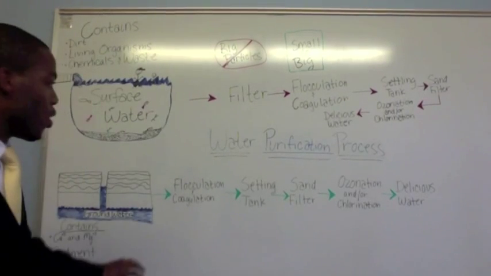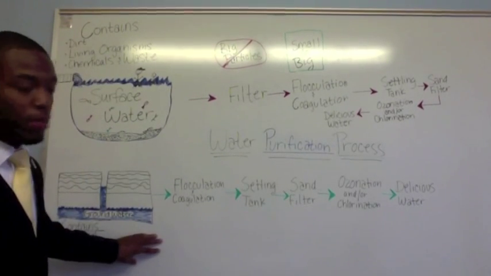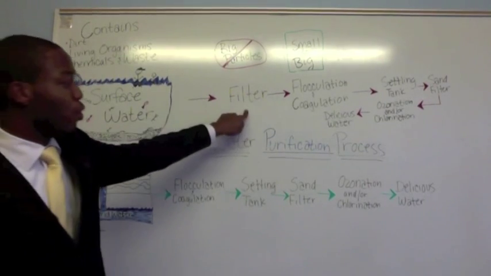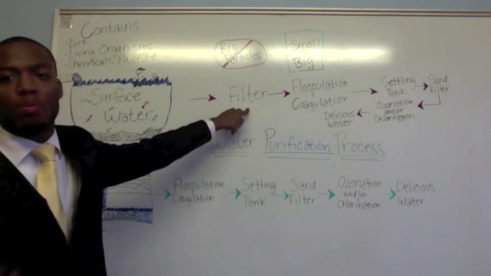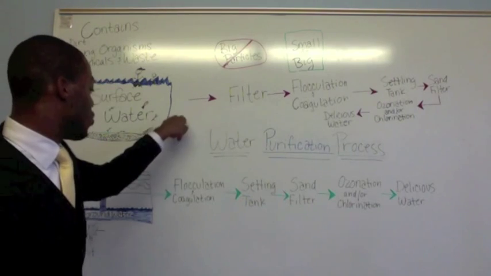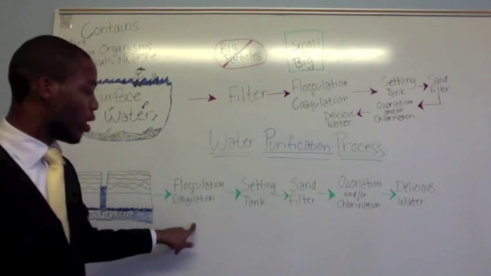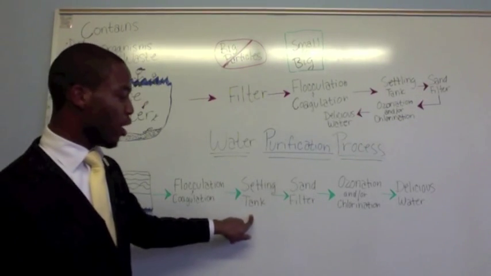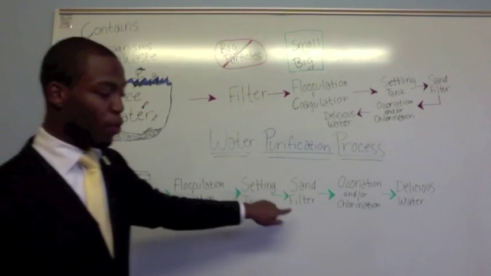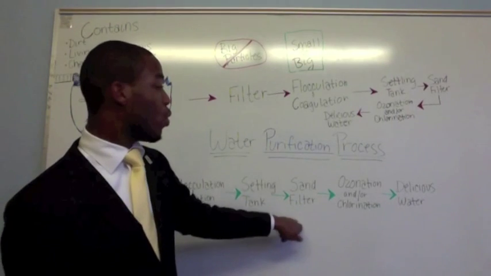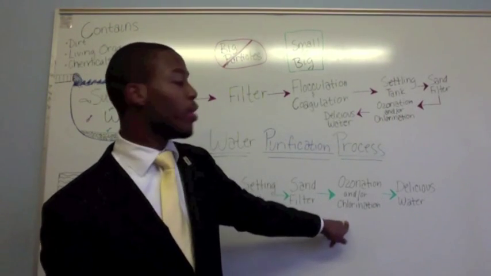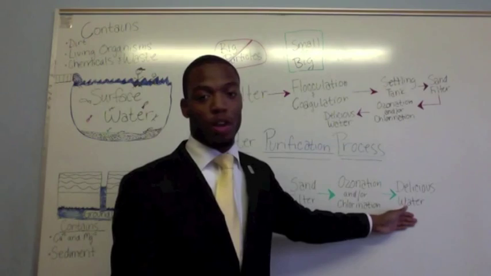Now, the process for purifying groundwater is very similar, except it doesn't have to go through this initial filtration process because it hasn't been as exposed as the surface water. So we'll just immediately go to flocculation and coagulation, allow it to settle in the settling tank, remove it by a sand filter, and then, of course, ozonate and/or chlorinate to deliver us our delicious, fresh-tasting water.